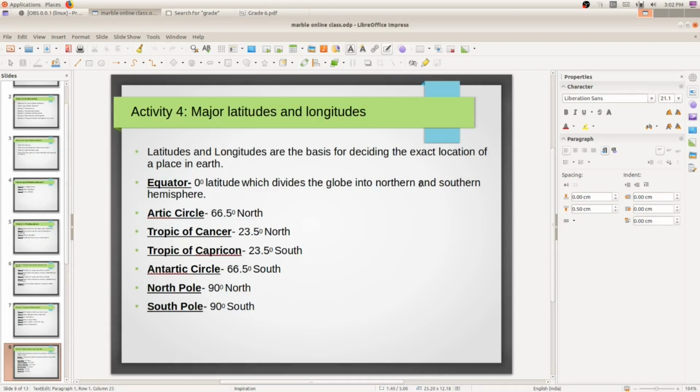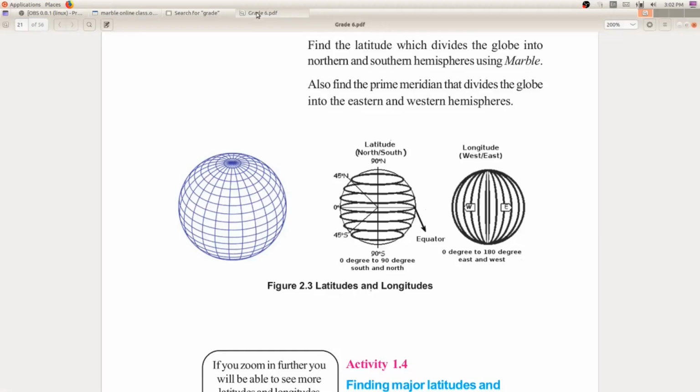One is northern hemisphere and the other one is southern hemisphere. So I'll show it in your textbook. You can see here, page number 21, a horizontal line at the center, in the middle. Here it is written 0 degree. Can you see here? This line is known as the equator, and this line divides the globe into two parts. One is this north side, the northern hemisphere, and the other one is this south side, the southern hemisphere.